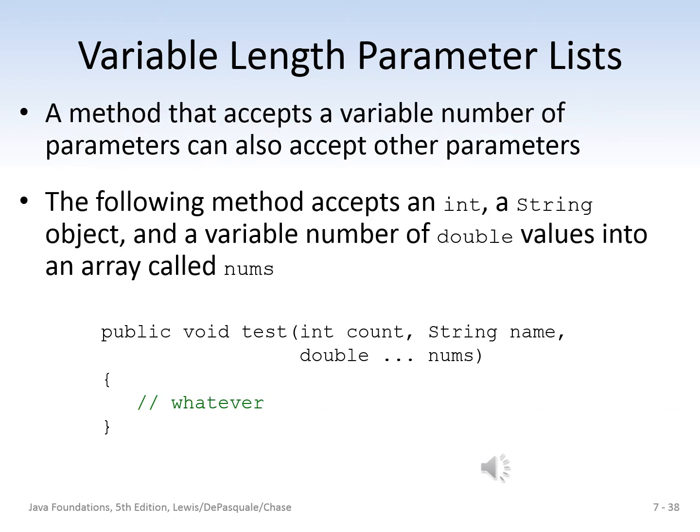A method that accepts a variable number of parameters can also accept other single parameters. So here's an example of a method that accepts an int, a String object, and a variable number of double values into an array called nums.